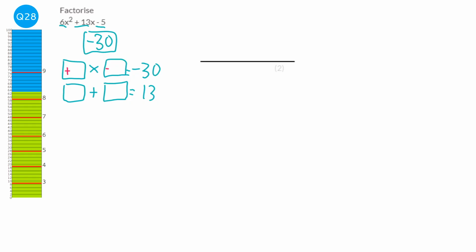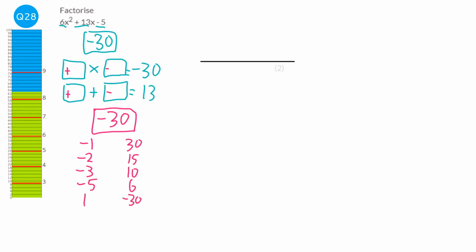So one will be positive, the other will be negative. And we can do this in our head, or we can write out the factors. So I can just quickly write out the factors of -30. So it would be -1 and 30, -2 and 15, -3 and 10, -5 and 6. And then the same thing, just the other way around. So 1 and -30, 2 and -15, 3 and -10, and 5 and -6. And we're looking for the pair of numbers that add together to make 13.